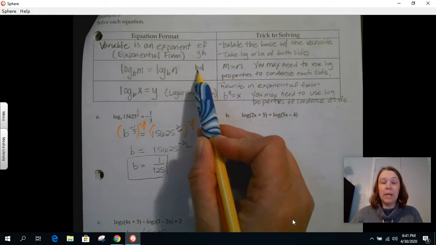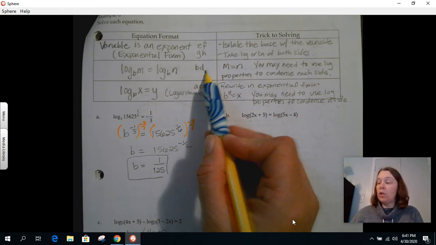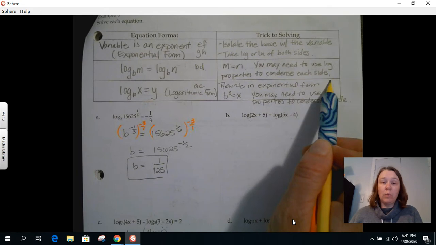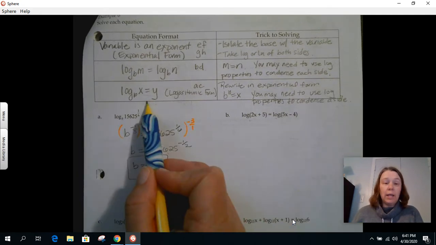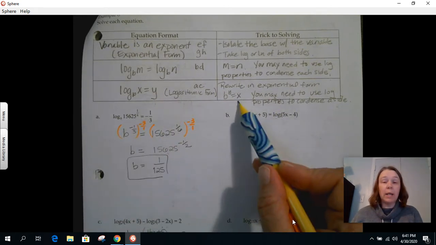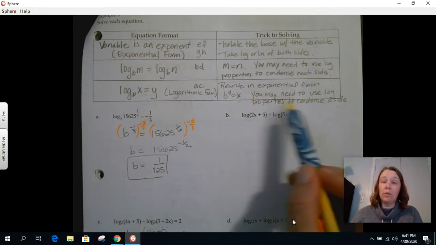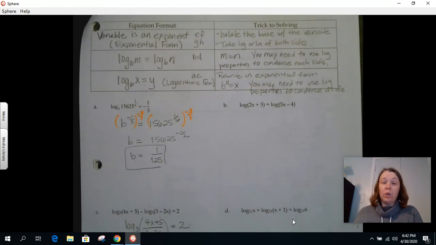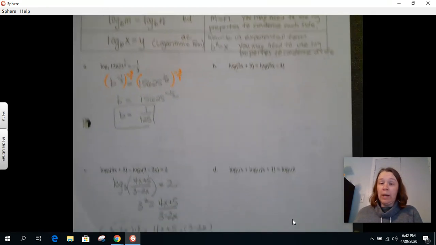Those are examples B and D. In this case, you may need to use log properties to condense one or both sides. The third case is if it's in logarithmic form, log base b of x equals y. In that case, you would want to rewrite it in exponential form. And again, you may need to use log properties to condense one or both sides. All right, so we're going to do examples B and D right now.